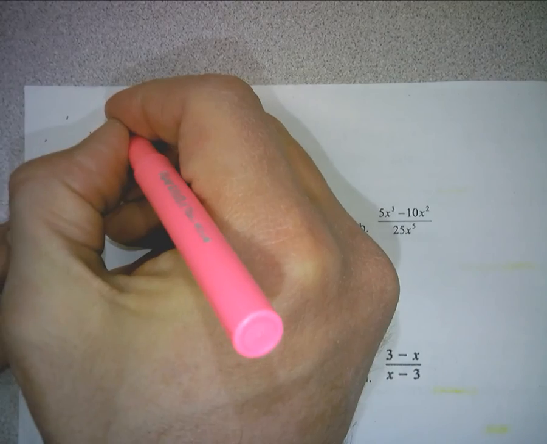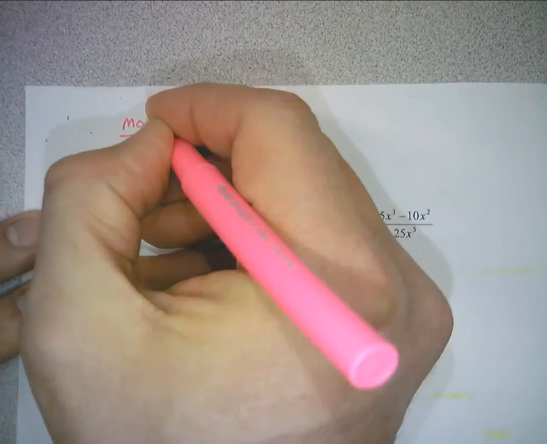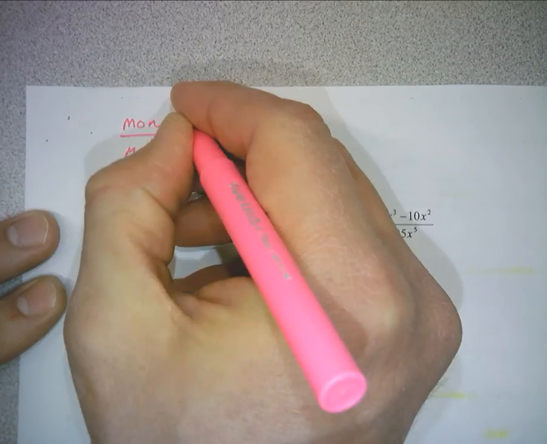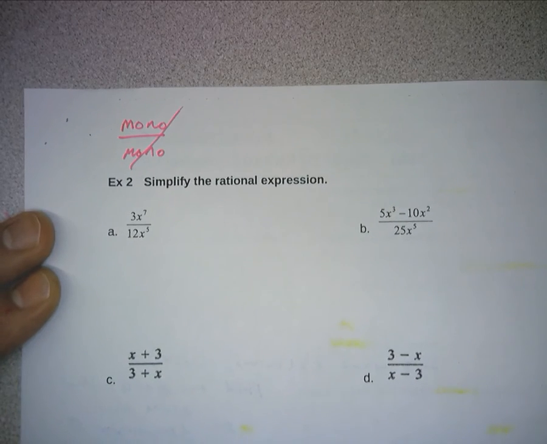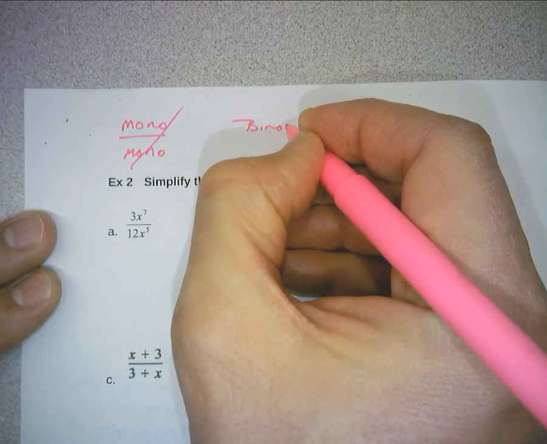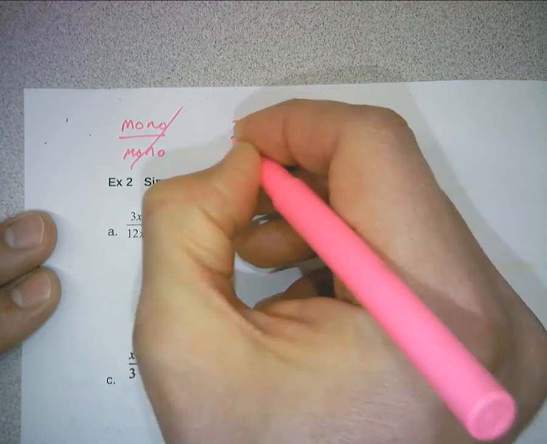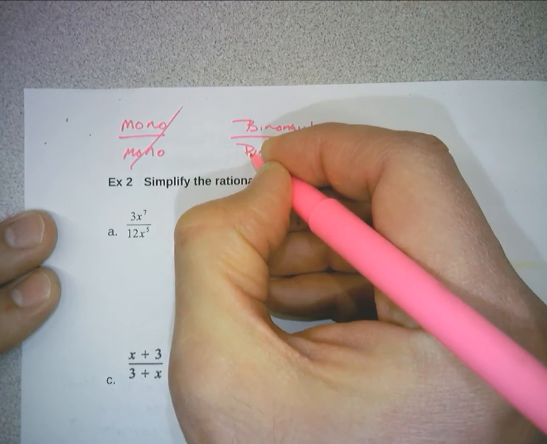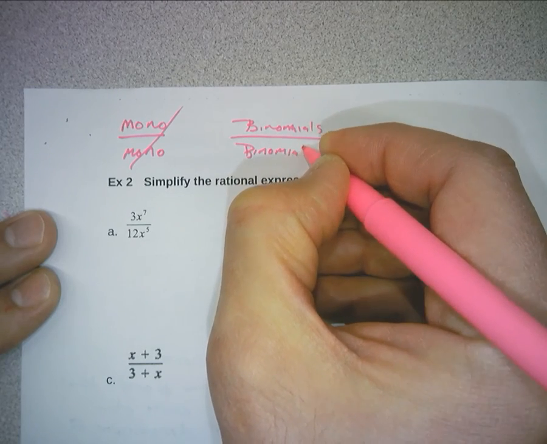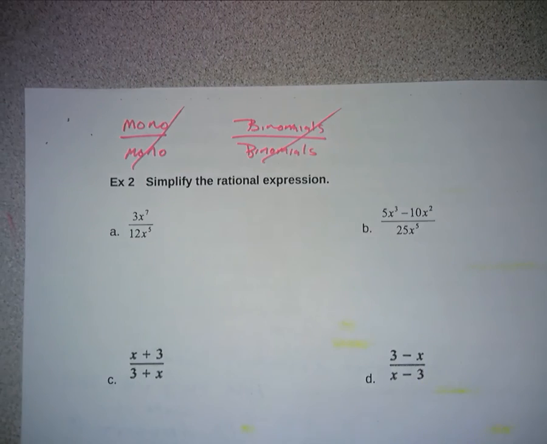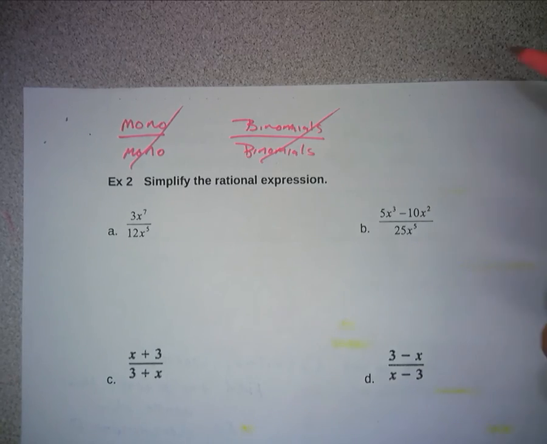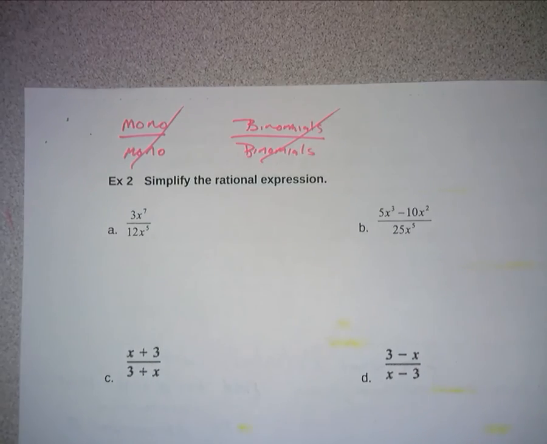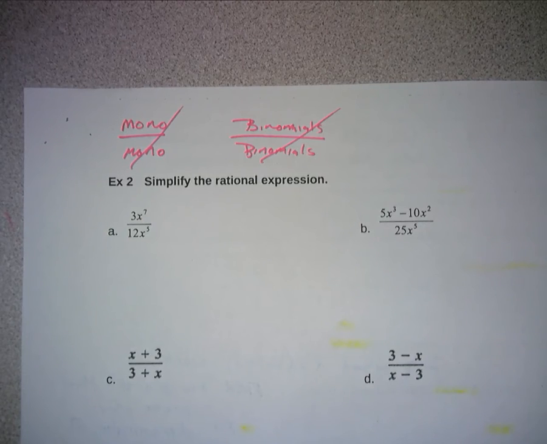And what we need to know is that a monomial and a monomial can be reduced. So monomials can cross out monomials. And then we need to know that binomials cross out binomials. So that's 2 concepts that we have to understand. We also need to know that you can't just take pieces away from a binomial. So again, you have to take the whole thing or nothing at all.